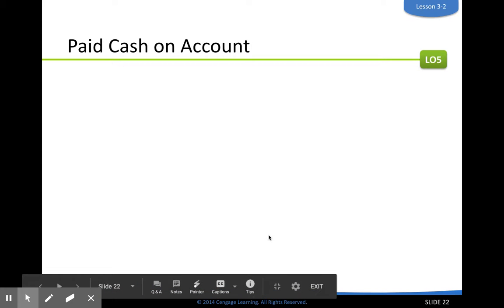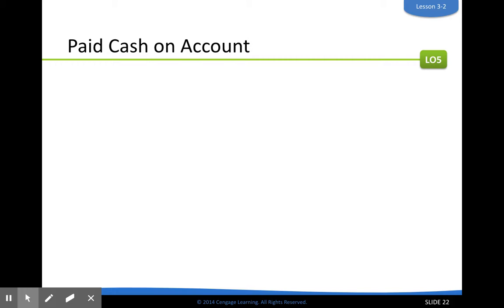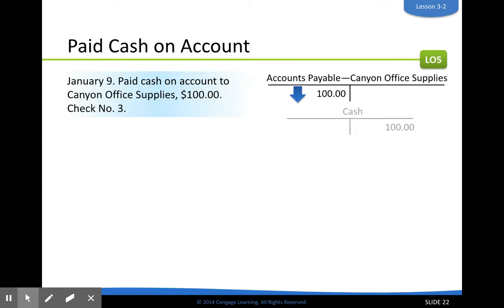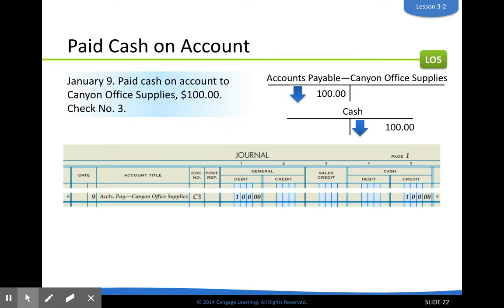Our next transaction, we paid cash on account to Canyon office supplies, $100. So we paid cash. So I know right away we're going to credit cash. And accounts payable, we're going to owe them less, $100 less, so I'm going to debit accounts payable for $100.